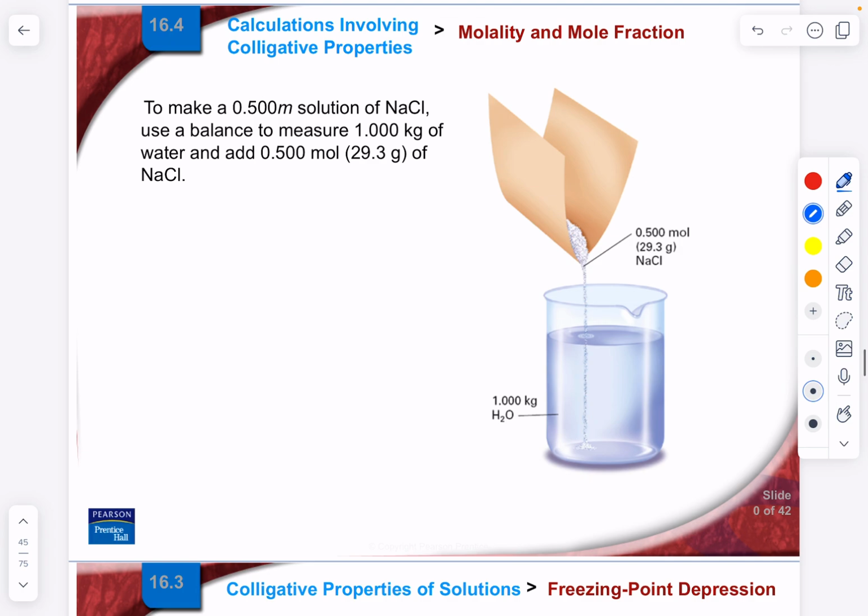So here's an example of calculating the information you need from that particular formula. Let's say that for a particular lab, you need a half molal solution, and notice that molal is lowercase m. You need a half molal solution of table salt, sodium chloride. So how are you going to make that? Well, if you need a half molal solution, you want to put it into a liter of water.